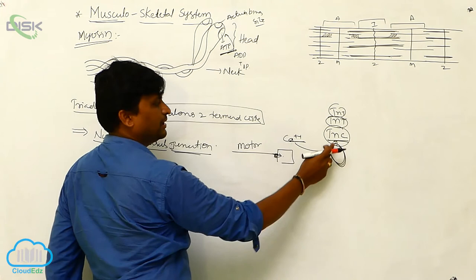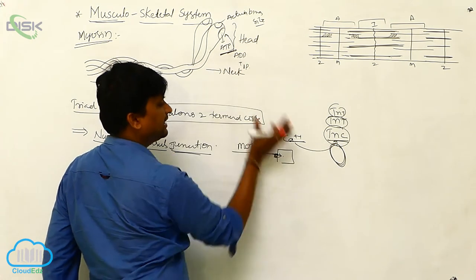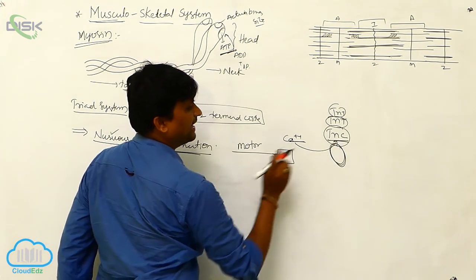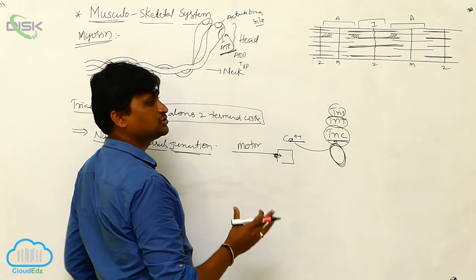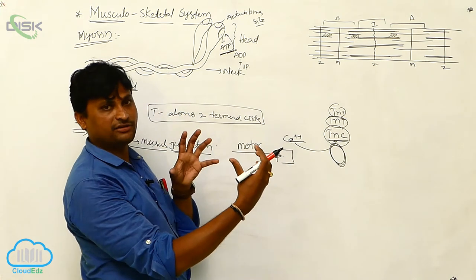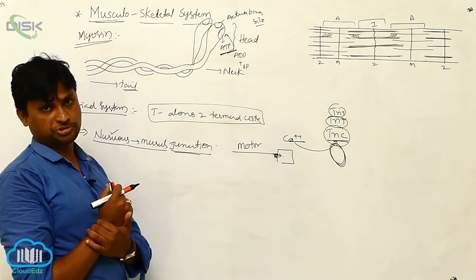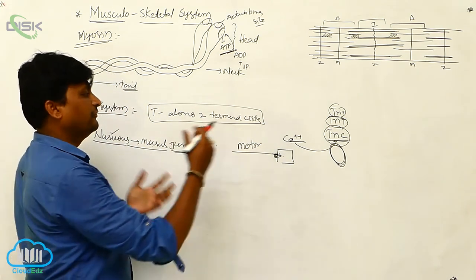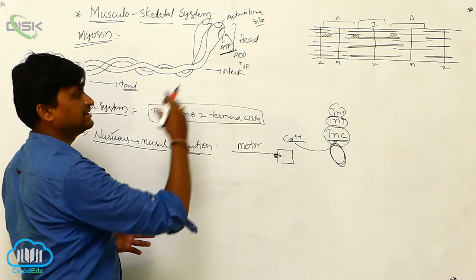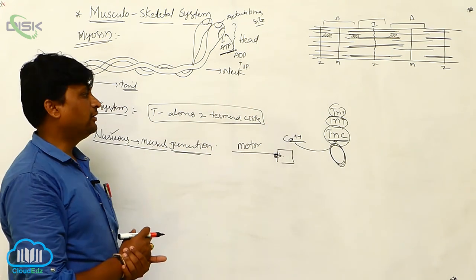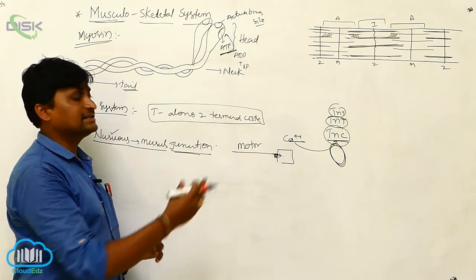When calcium binds to the TNC, the myosin head attaches to the actin active centers, and then it shows the movement. When the muscle movement takes place, that we call the power stroke. This is the power stroke. We have to see how it happens, as it has a sequential form. We must be sure about muscle contraction.